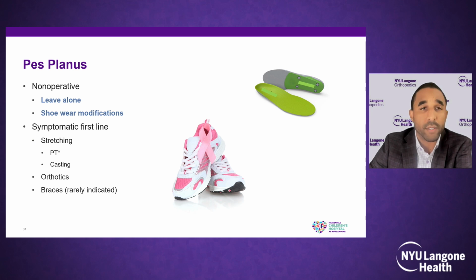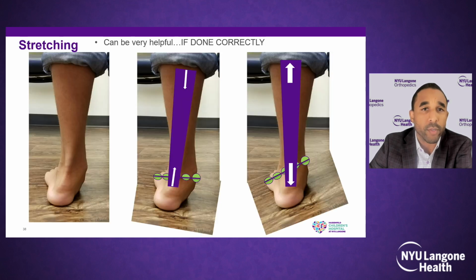Shoe wear modifications are very simple, just making sure they're wearing good shoes. And then symptomatic stretching, PT, casting, something we can always try. Again, the orthotics. And then braces are rarely used with flat foot. I use them more as a last option.